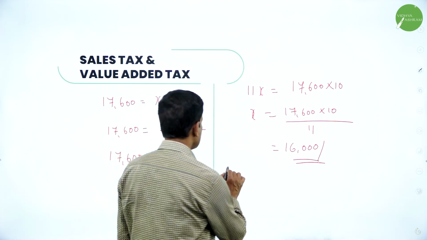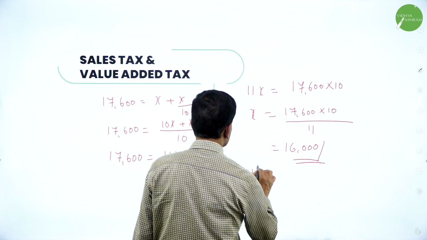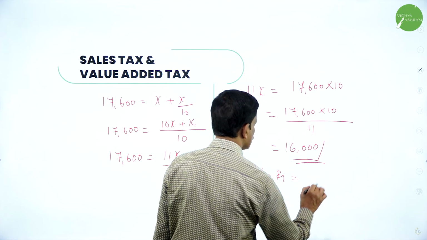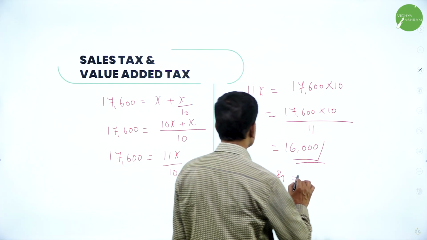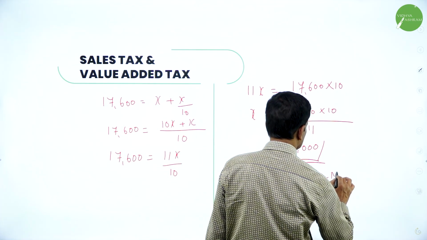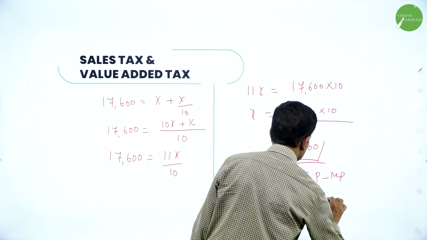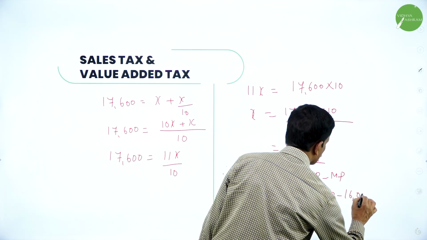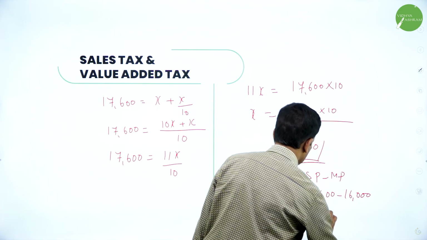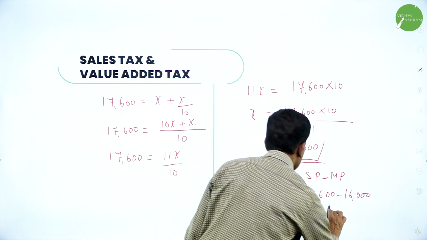So therefore the sales tax in rupees is equal to SP minus MP. That's equal to 17,600 minus 16,000. That's equal to rupees 1,600.